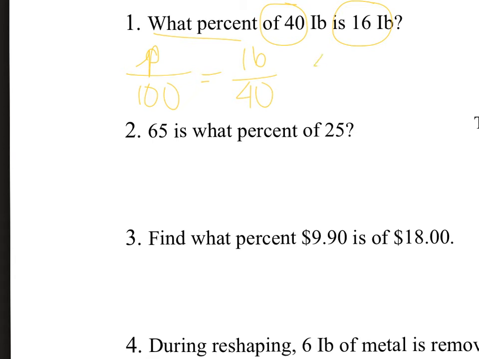So P times 40 is 40P. And 100 times 16 gives me 1600. Divide by 40, so P is 40. So 40%.